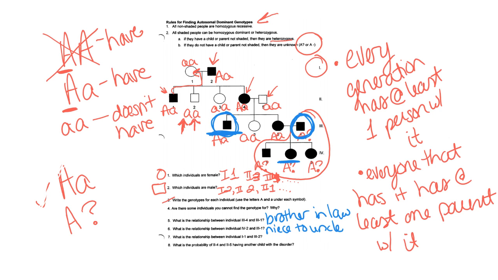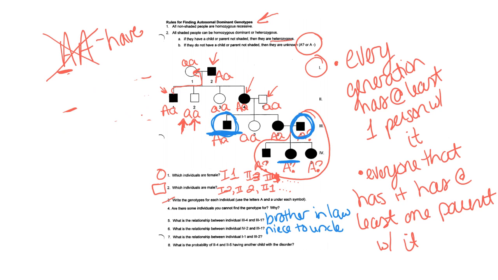So it says here, what is the probability of 1, 2 and 4, 5 having another child with the disorder? Well, that's a Punnett square situation, right? So I'm just going to go look at those two individuals, which I just erased. Sorry, cleaning up just a touch here.